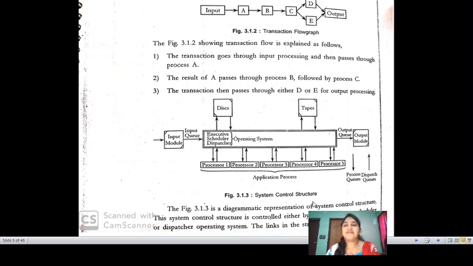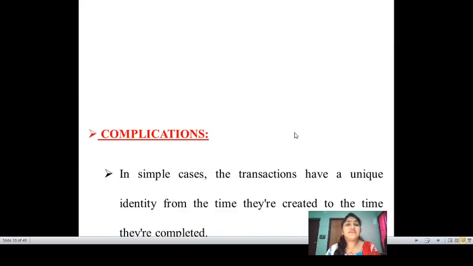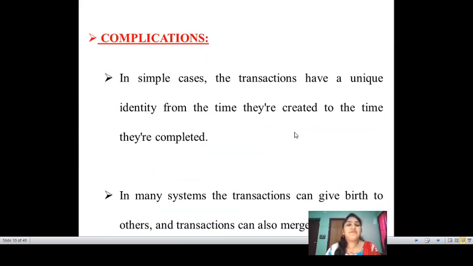And this is the system control structure, which is one of the best examples for the transaction control flow graph. So this is nothing but an implementation.